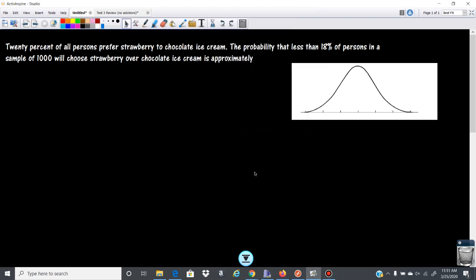All right, next problem, we have a proportion and a probability problem. So we have 20% of all persons prefer strawberry to chocolate ice cream. The probability that less than 18% of persons in a sample of 1,000 will choose strawberry is approximately, okay. So we are looking at proportion here. So p hat is less than 18%, so 0.18. Okay, so that's what we're looking for here.